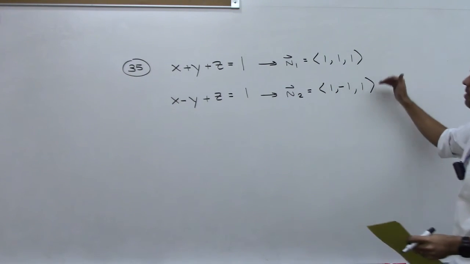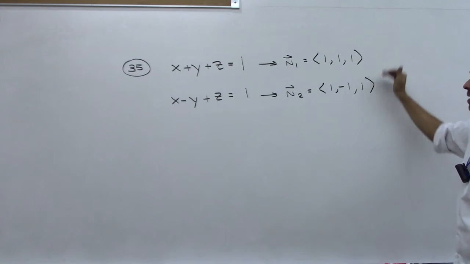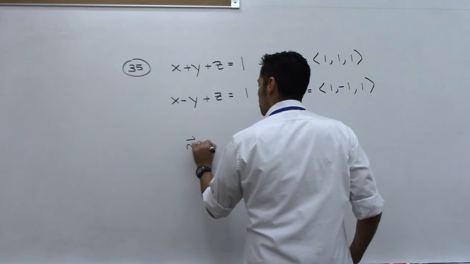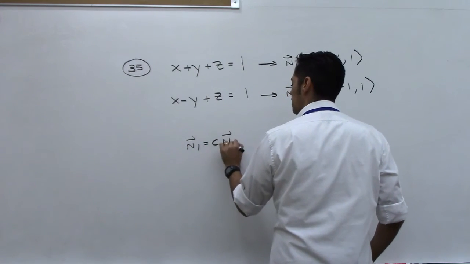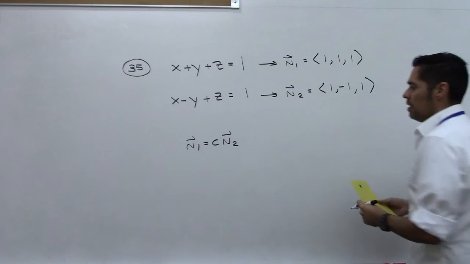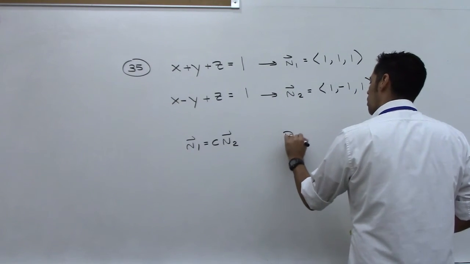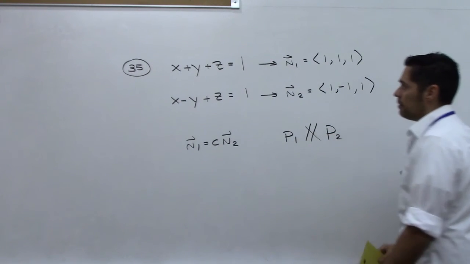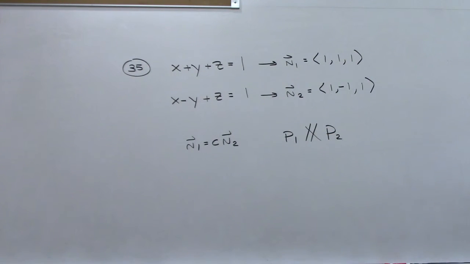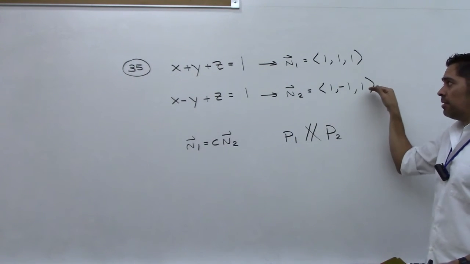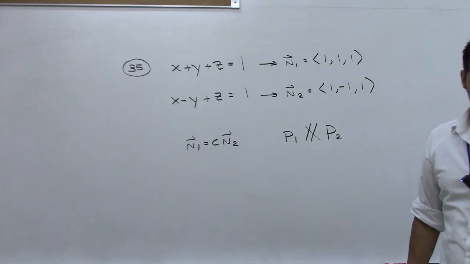Are these vectors parallel? Are they scalar multiples of one another? Is it possible to turn n1 into n2 by multiplying by a number? It's not possible. You can check it yourself. Okay, so plane 1 is not parallel to plane 2, because the normal vectors are not parallel. Remember, these don't have to be exactly the same. They just have to be off by a scalar, which they're not. Okay, so they're not parallel.